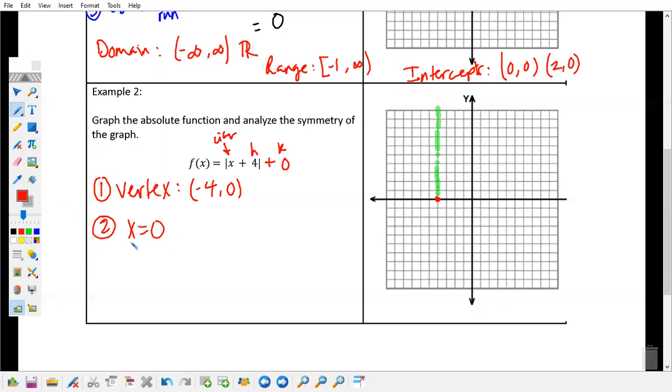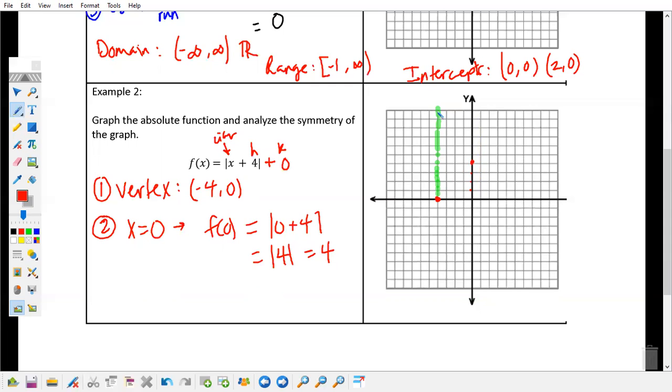Okay. Now that I have that, I am going to find what x equal to 0 is. So x equal to 0 means that I'm plugging in f of 0, which equals 0 plus 4. Okay. 0 plus 4 is the absolute value of 4. Absolute value of 4 is just 4. So at 0, I go to 4. 1, 2, 3, 4. Okay.